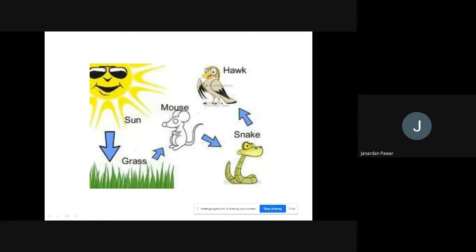Grass will be eaten by the mouse. So the mouse is going to eat the grass. So here is a link between the mouse and the grass. The mouse is dependent on grass. Then the mouse will be eaten by the snake. So the food for the snake is the mouse, and the food for the mouse is grass. And the snake will be eaten by the hawk, which we call garud or eagle also. So this is a food chain.